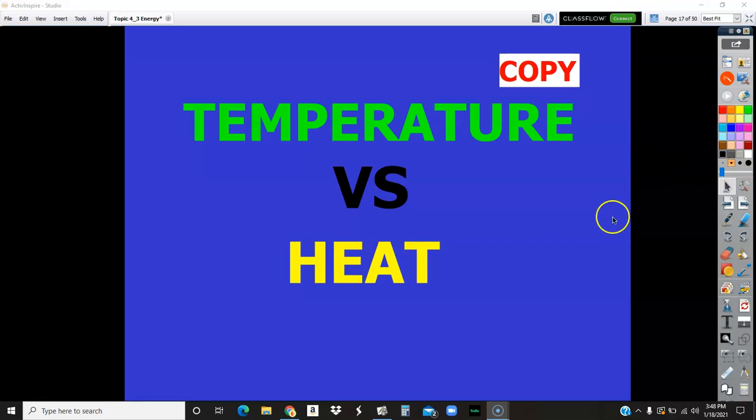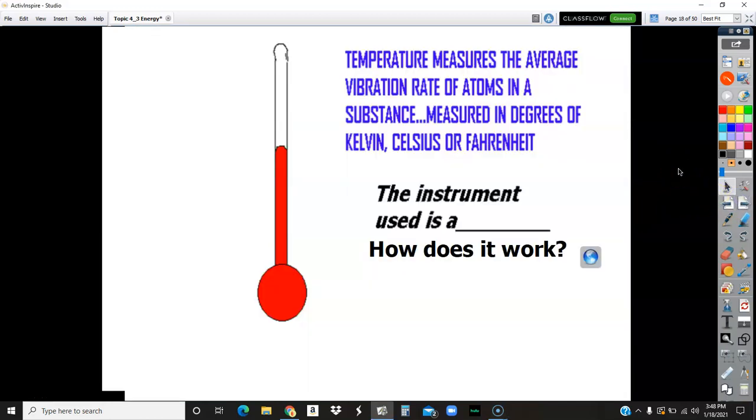Okay, so let's get right into temperature versus heat. So temperature, if it's hot outside or it's cold outside, when you measure temperature, you're measuring atoms, and you're measuring how fast these atoms are moving. So it says temperature measures the average vibration rate of atoms in a substance. So it's how quickly the atoms or molecules are moving, whether it's in the air, whether it's in the water, etc. That's what temperature measures, how quickly molecules move or atoms move.